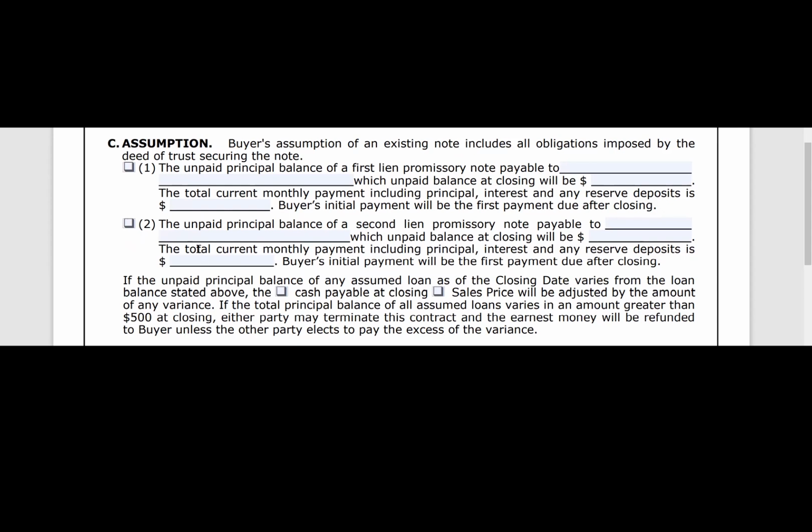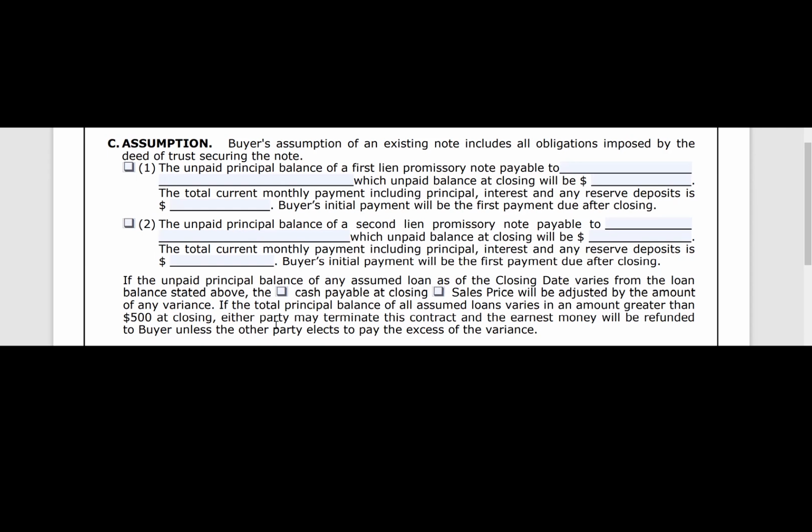Then 2, the unpaid principal balance of a second lien promissory note payable to, in which unpaid balance at closing would be this amount, and the total current monthly payment including principal, interest, and any reserve deposit is this amount. Buyer's initial payment would be the first payment due after closing. So number 1 is for the first lien, number 2 is for the second lien. If the unpaid principal balance of any assumed loan as of the closing date varies from the loan balance stated above, the cash payable at closing sales price will be adjusted by the amount of any variance. Just need to check one of these.